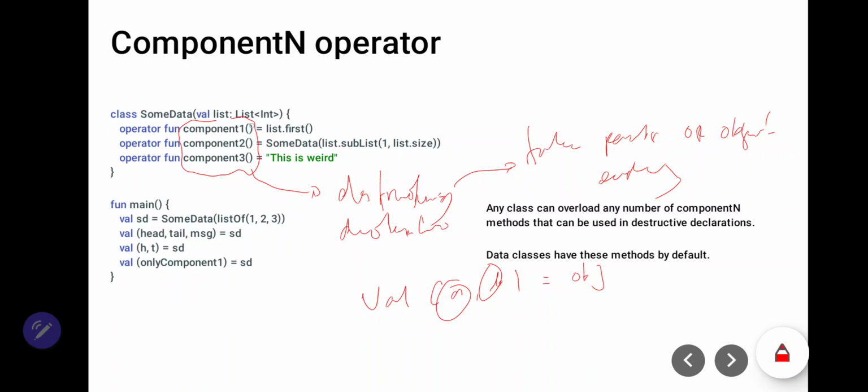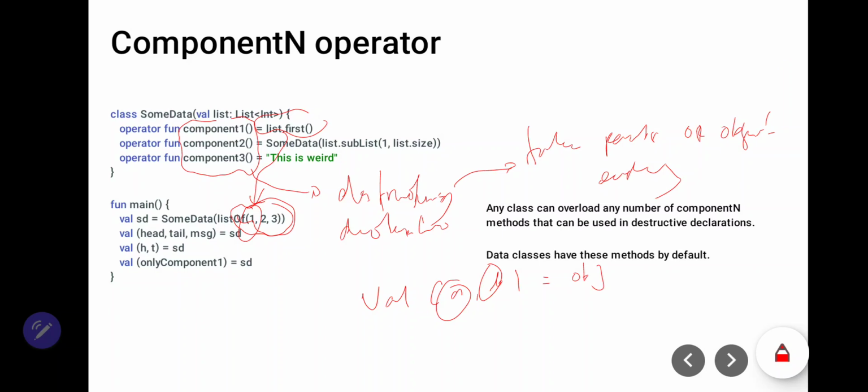If you see in here component 1 parenthesis equals list dot first parenthesis, it means this function gets back an element from the list. In here there are 3 items in the list, 1, 2, 3, and if you write component 1 equals list dot first, it will take the first element, or number 1.